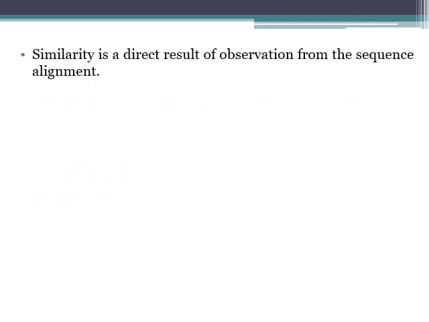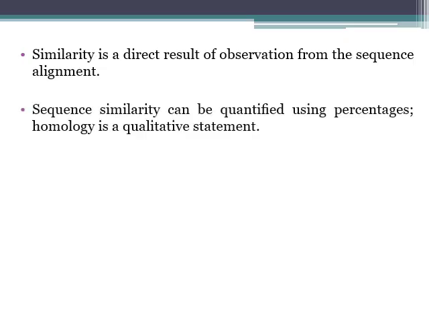The similarity is a direct result of observation from sequence alignment, and sequence similarity can be quantified using percentage, and homology is a qualitative statement. As I mentioned earlier, sequence similarity can be quantified in terms of percentage, like 100 amino acid long proteins sharing 80% sequence similarity, or 80% residues matching. But sequence homology is not a quantifiable term. It's a qualitative term. They will be either homologous or non-homologous.